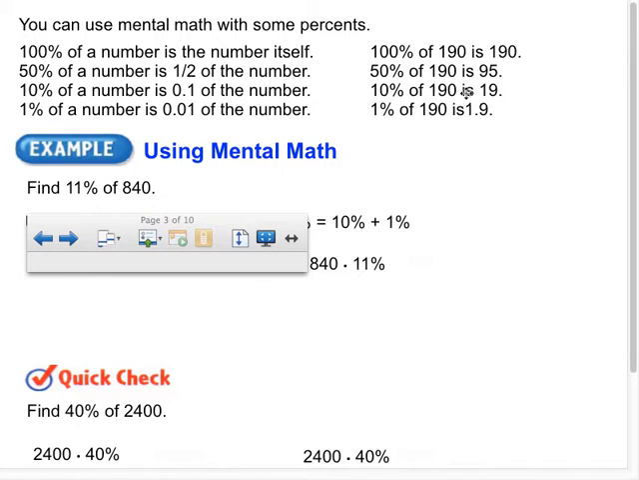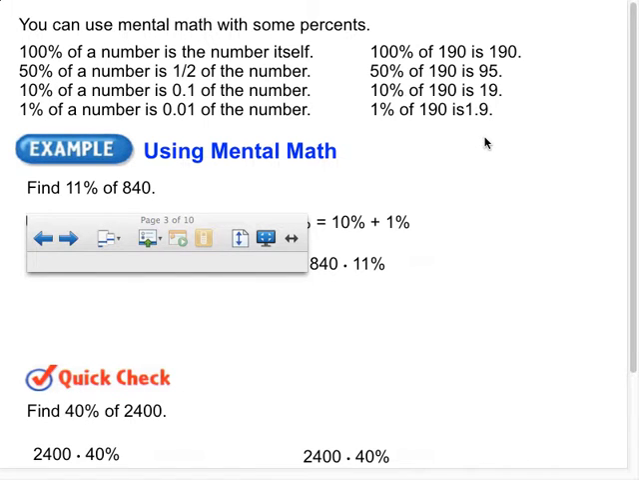All right, and then 10% of a number is 1/10 of the number. Okay, so you're just going to move your decimal in one place, right? And we did that in the warm-up. You saw that we used that in the warm-up. So 10% of 190 is 19. 1% of a number, if you take a look, if I moved it in one place for 10%, how many places did I move for 1%? Two places, right? So 1, 2. I got 1 and 9/10 for 190.